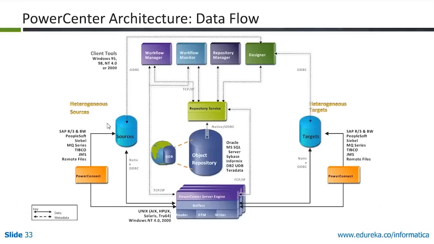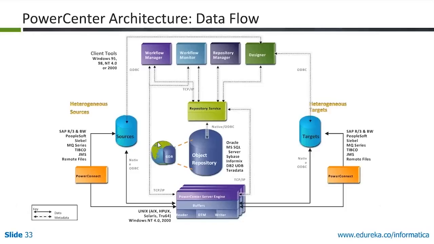So through this Power Connect, it connects to the sources. It can directly connect to the sources if they are databases, right? Oracle, Teradata, and so on. It will have native or ODBC drivers available for it. So it can directly connect to it, or it can use the Power Connect to connect to these application sources, right? And in the same way, it can connect to the targets or the application targets as well.